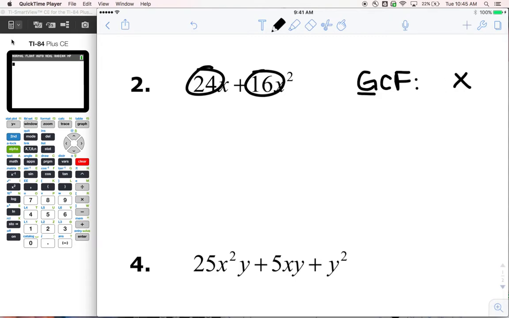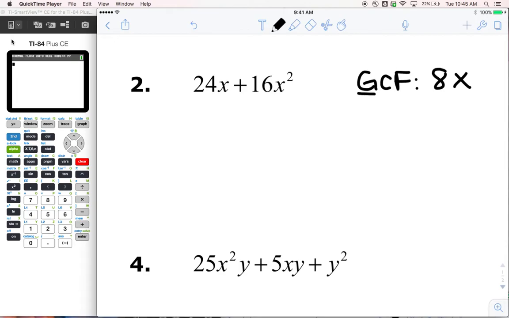But wait a second. They can also both be divided by 4. Okay, but they can also both be divided by 8. This is the one we want. This is the largest number that both 24 and 16 can be divided by. That's my greatest common factor.